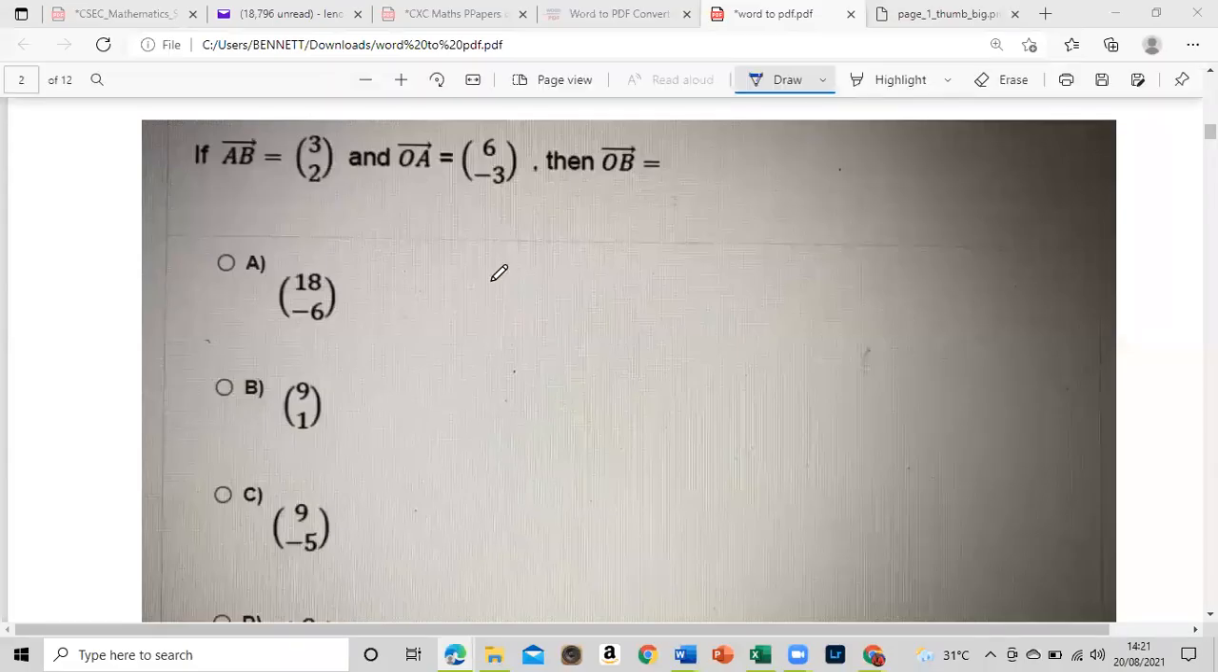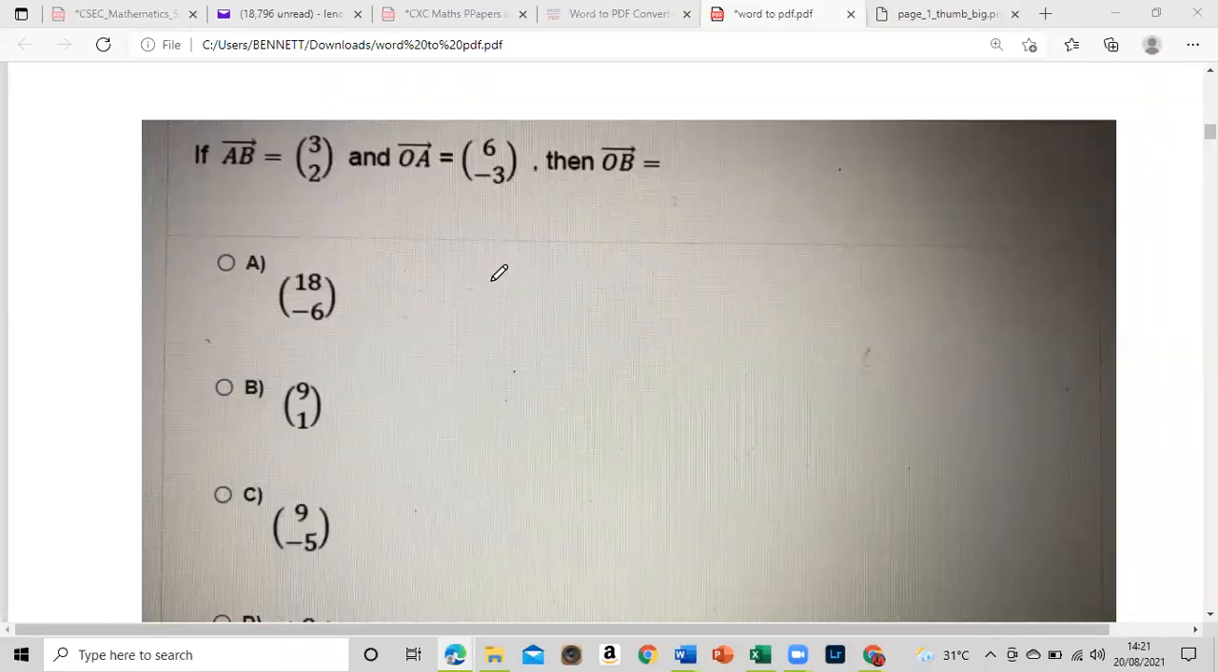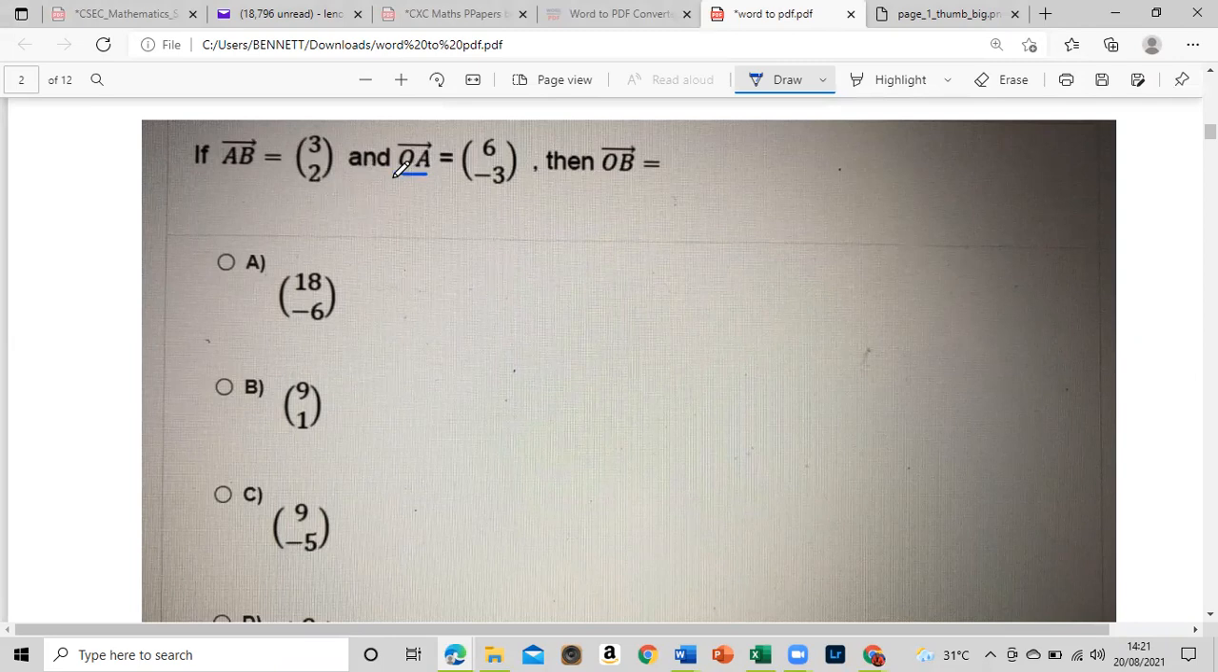All right, so it says if AB is equal to 3, 2, and OA is equal to 6, negative 3, then OB is equal to. Guys, from your origin O right here, we know that it is a position vector. So this formula would be B minus A, gives us AB, right? So we're just gonna use the information that we have.